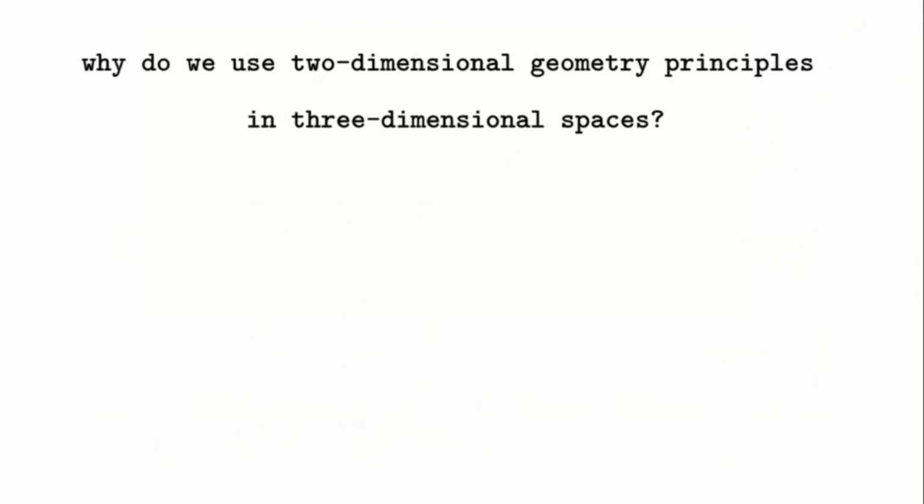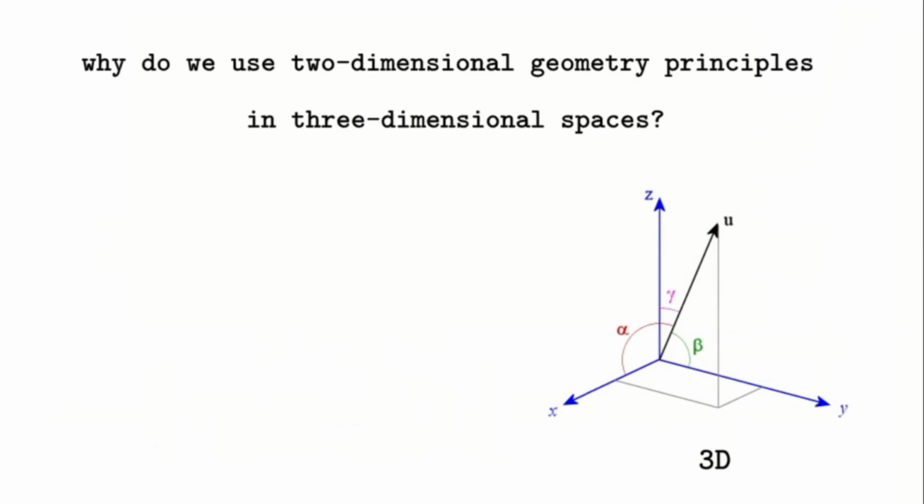Now here's something to think about. Why do we use two-dimensional geometry principles in three-dimensional spaces? In three-dimensional geometry, we still measure angles between two lines, just as in two-dimensional geometry. Isn't that strange? This is where dimensional geometry comes in. It challenges these conventions and suggests a new way of thinking.